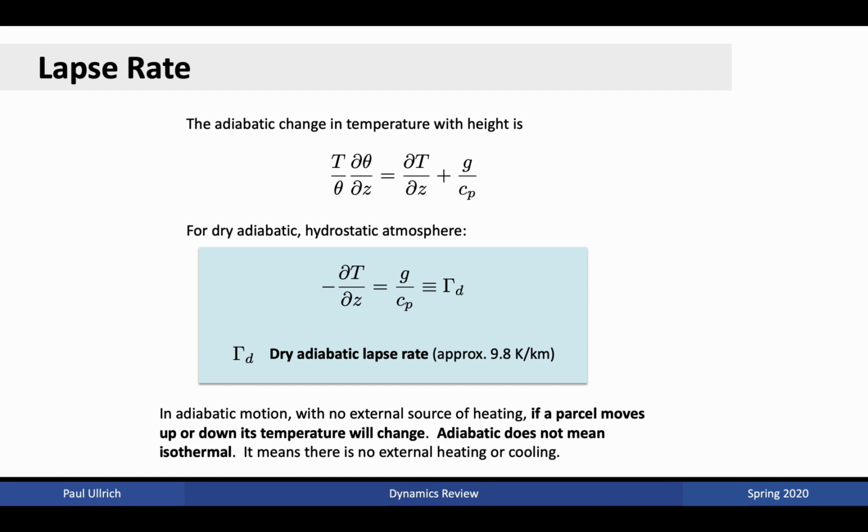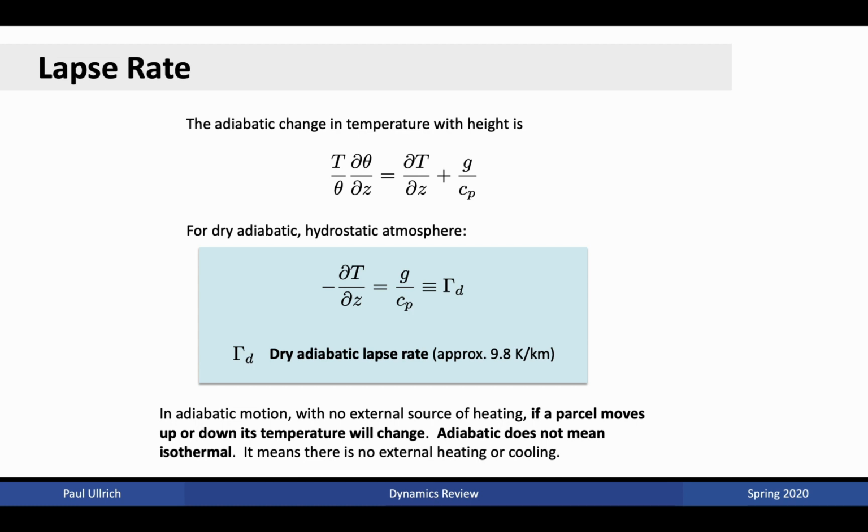This quantity is then equal to 9.8 Kelvin per kilometer, or 0.0098 Kelvin per meter. This is formally known as the dry adiabatic lapse rate. The reason being that it's the rate of change of temperature of a fluid if potential temperature is conserved and there are no additional diabatic sources of energy, including condensation or evaporation. So in adiabatic motion, with no external sources of heating, if a parcel moves up or down, its temperature will change. Specifically, it will change at this dry adiabatic lapse rate as it moves up and down.